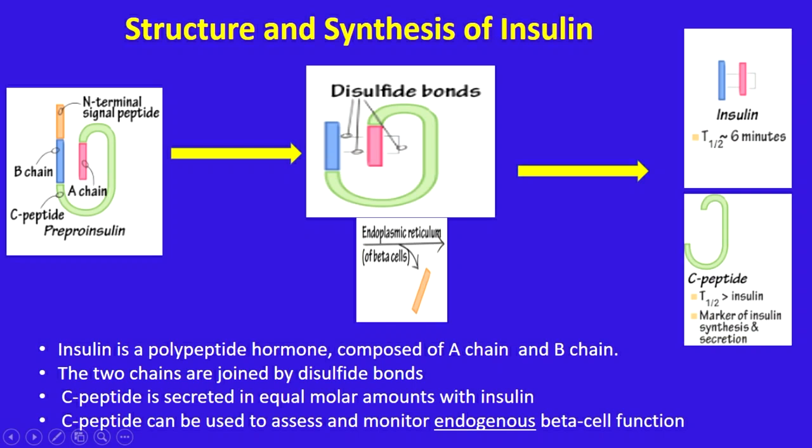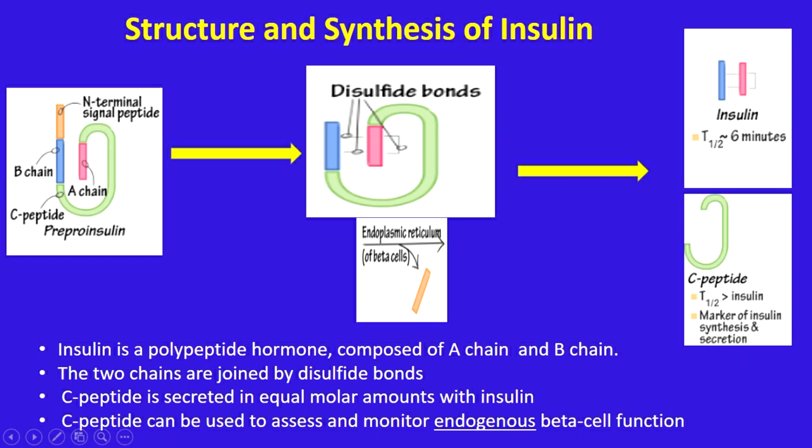Okay, let's look at how insulin is synthesized and what the structure looks like. Insulin is actually a polypeptide hormone. It's a long chain, a straight line. It is composed of an alpha chain and a beta chain. That's the final structure of insulin. But the production of insulin actually goes through several steps.